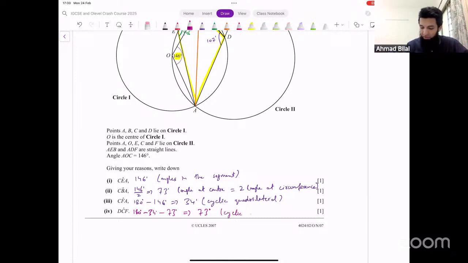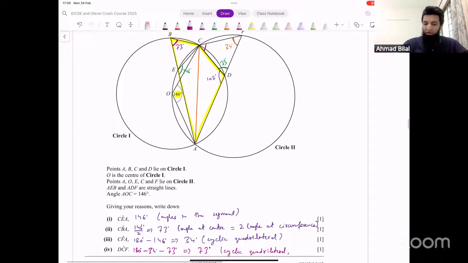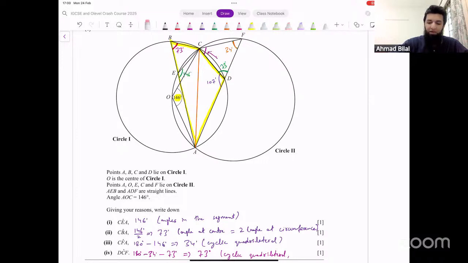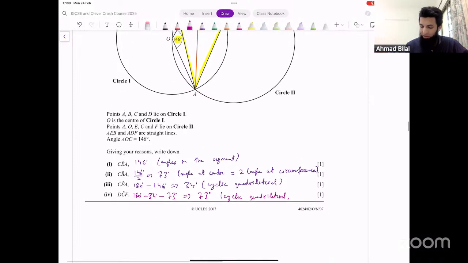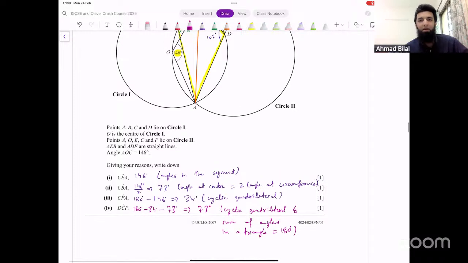So first of all, we're using the property cyclic quadrilateral. And then along with that, we used sum of angles in a triangle. You can also write that if you want. This will suffice as well, but it's better that you write down the other property that you're using as well. That is sum of angles in a triangle is equal to 180 degrees. These are the two properties that we used here to find that remaining angle. I hope that was helpful.